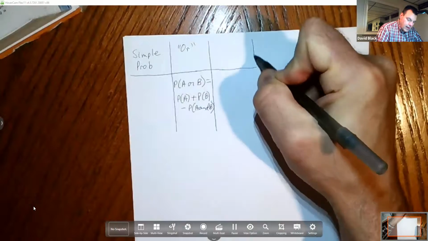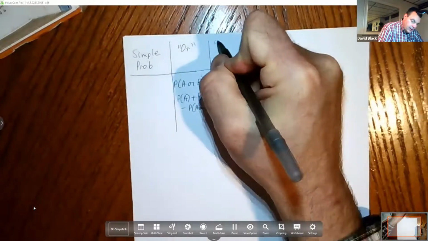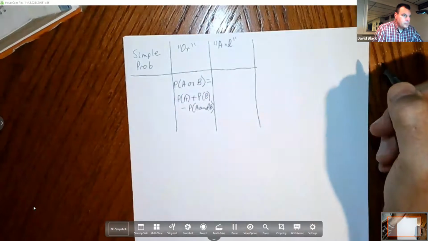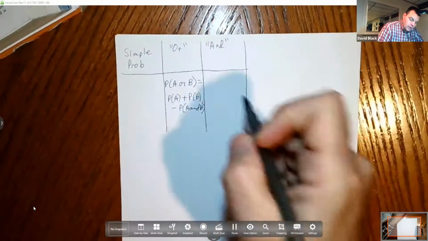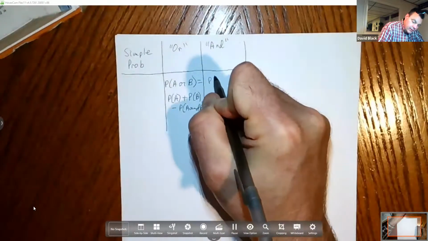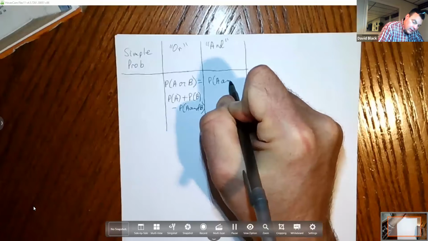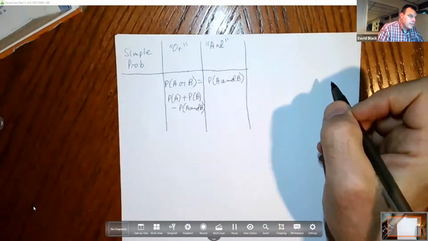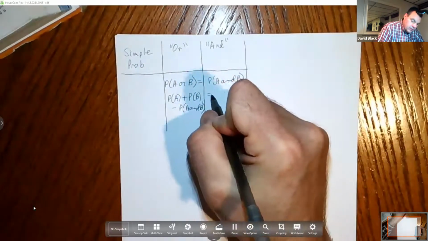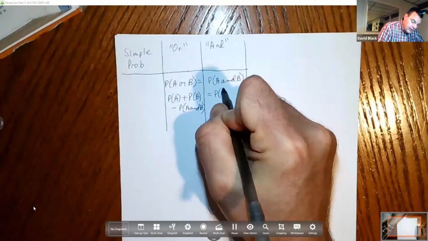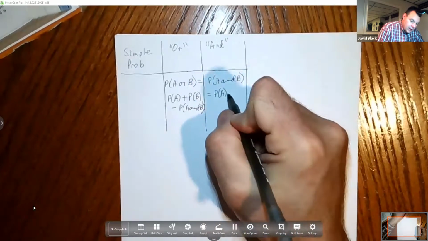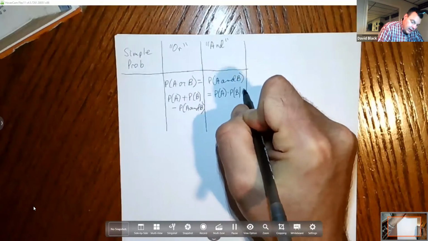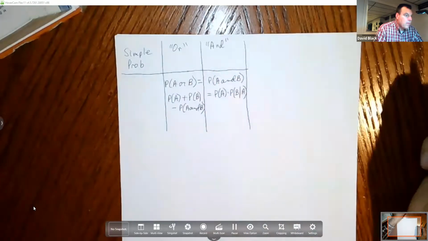And then we had what we called AND probabilities. And for that, we applied this formula: the probability of A and B is equal to the probability of A times the probability of B, assuming that A has occurred.